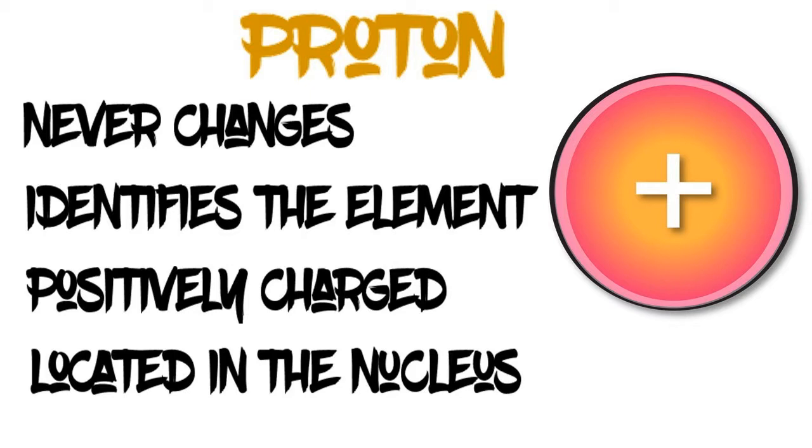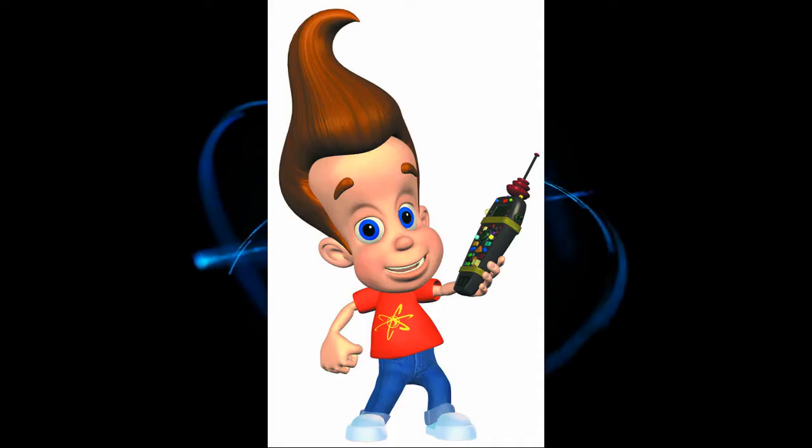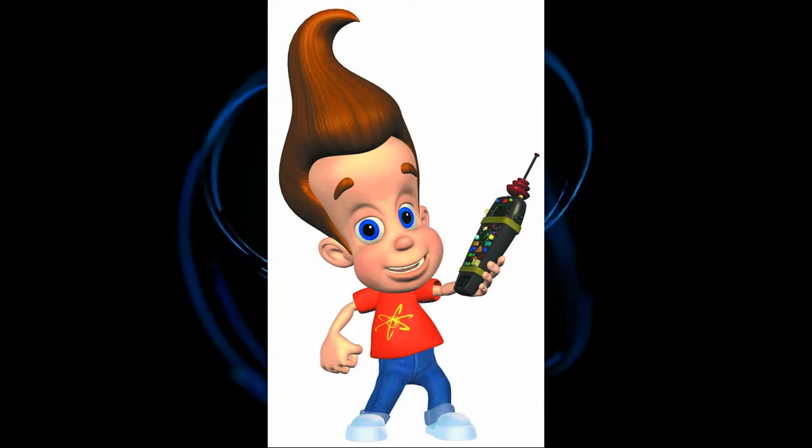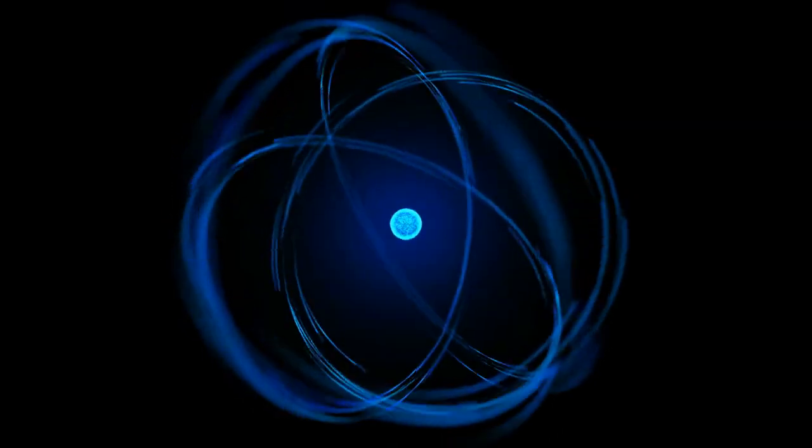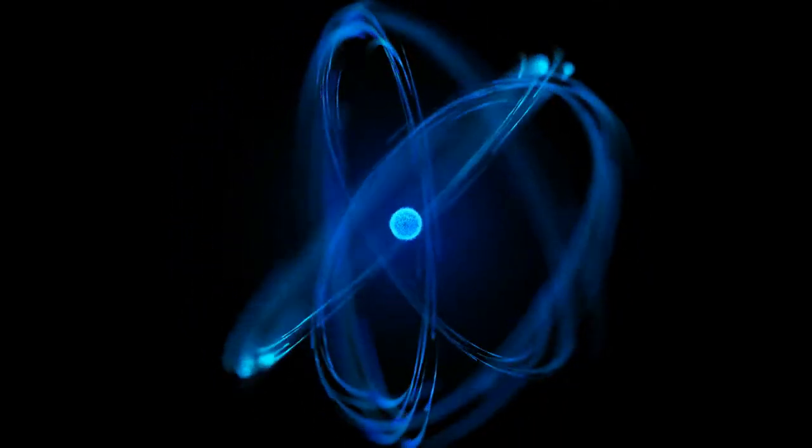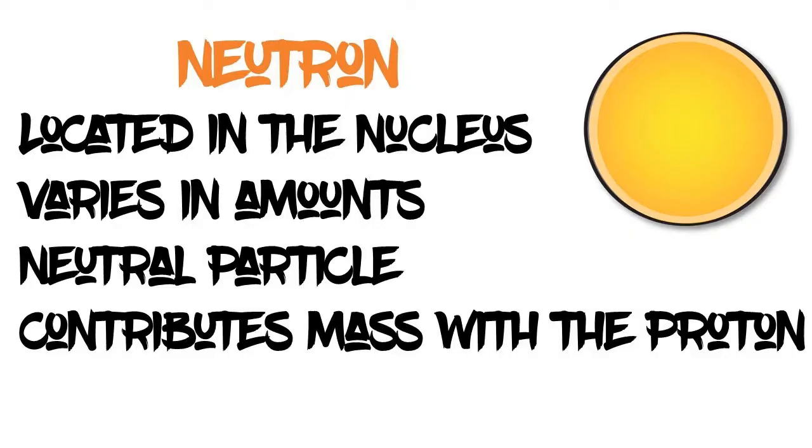The roommate of the proton is the neutron. These two are centered in the nucleus, but the neutron varies in amounts and has no charge. It is considered a neutral particle.